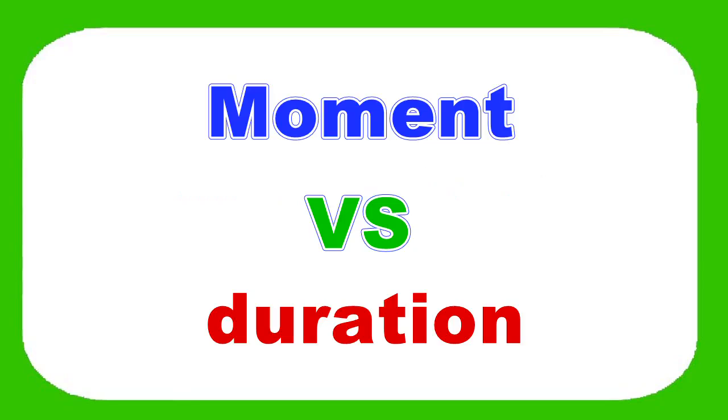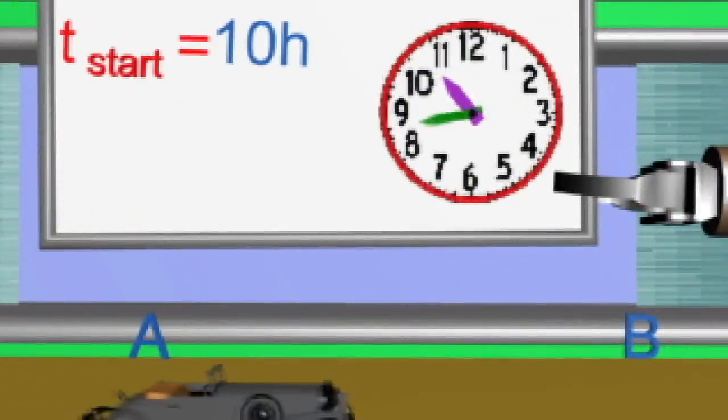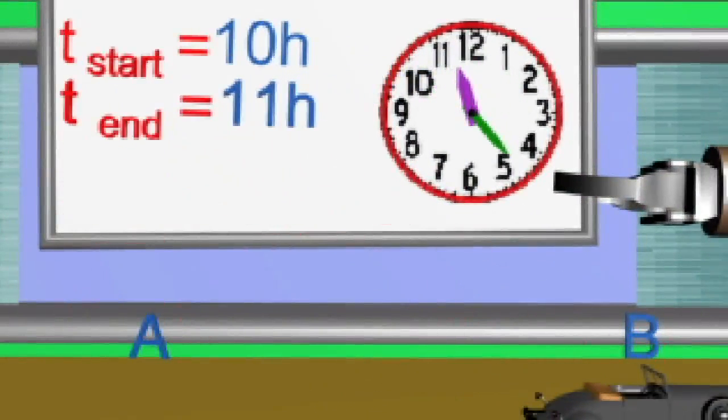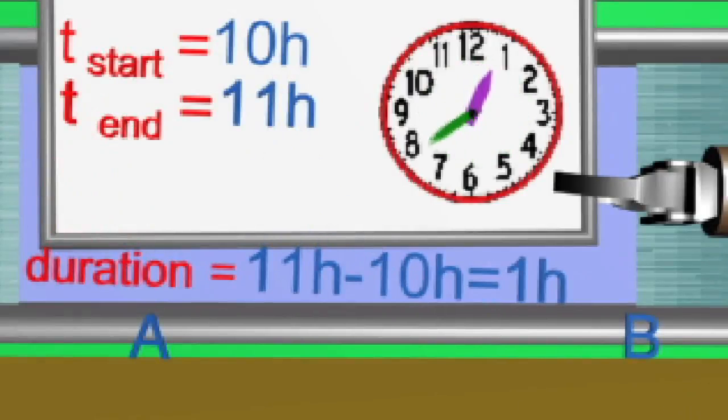Unit of time. Consider 2 basic concepts of time: moment of time, and duration. These 2 concepts are different and should not be confused. When we say a person starts moving from city A at 10 o'clock and reaches city B at 11 o'clock, 10 o'clock is the moment of the beginning of the movement, 11 o'clock is the moment of the end of the movement, and 11 minus 10 equals 1 hour, the duration of the movement.